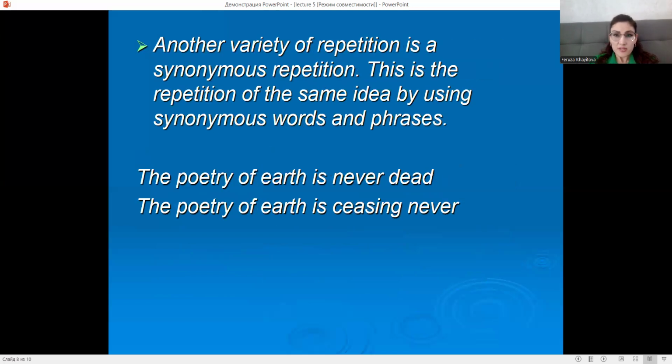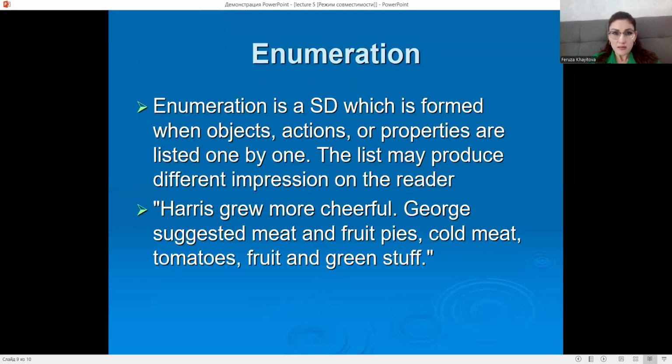Another variety of repetition is synonymous repetition. What is synonymous repetition? Synonymous repetition is the repetition of the same idea by using synonymous words and phrases. For example, "The poetry of words is never dead. The poetry of words is increasing never." Never dead, increasing never, is synonymous repetition. It is the same idea. That's why synonymous words or phrases are used in sentences.